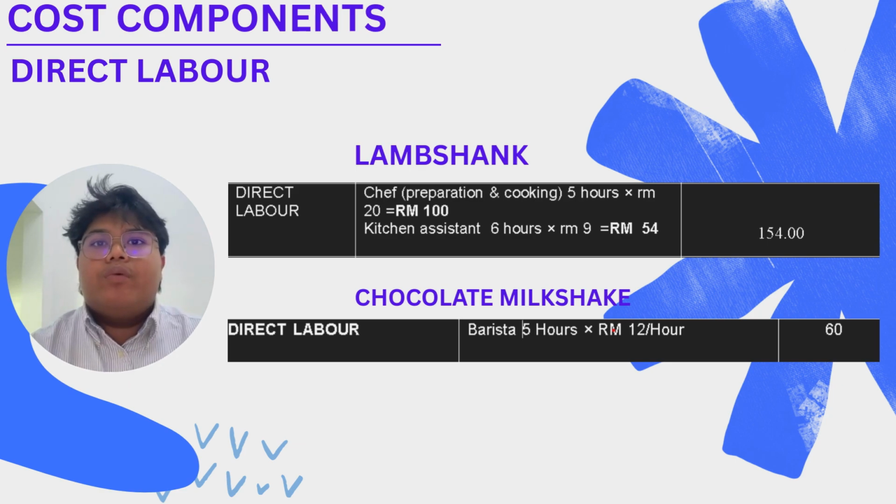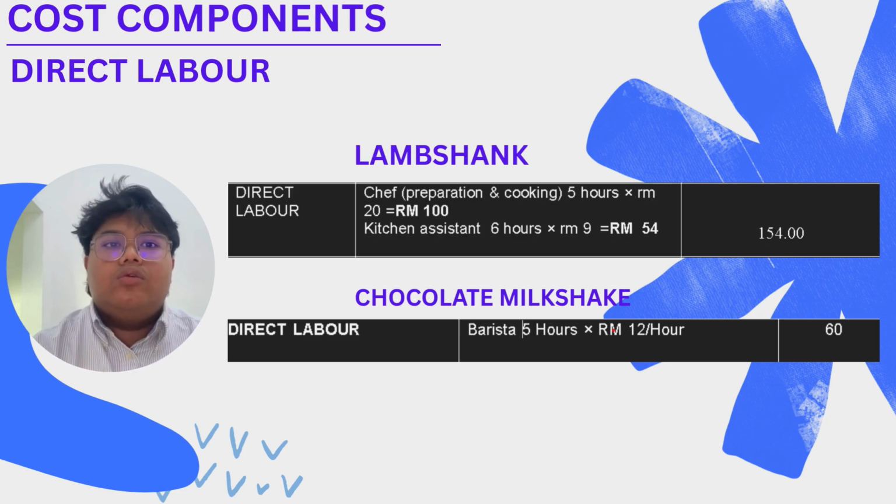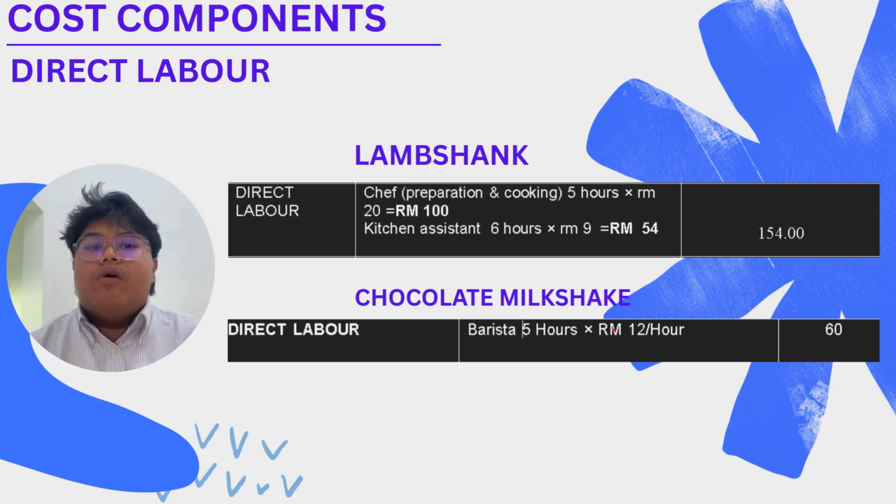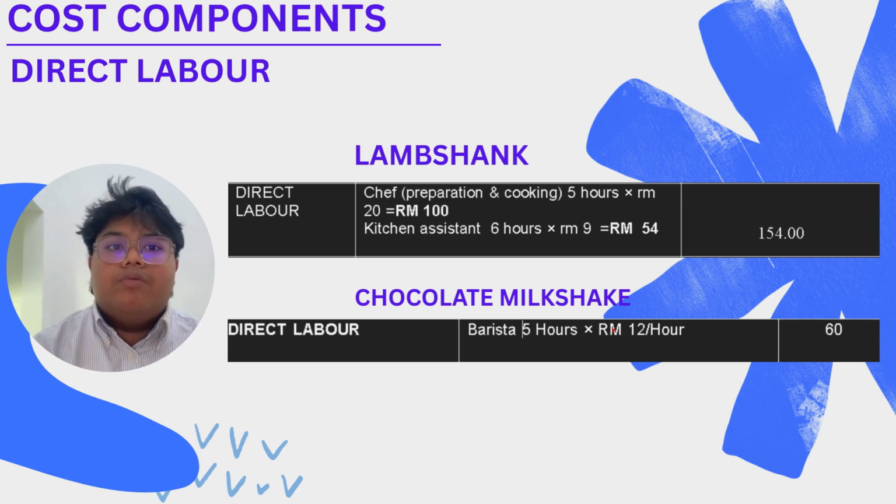Then we have the cost component direct labor. For lamb shank, we hire 2 staff, which are a chef and a kitchen assistant. The chef is for the preparation and cooking. We pay him 20 ringgit for 5 hours, so the total is 100 ringgit. We also hire a kitchen assistant. We pay him about 9 ringgit for 6 hours, and the total is 54 ringgit. All of that adds up to 154 ringgit for lamb shank.